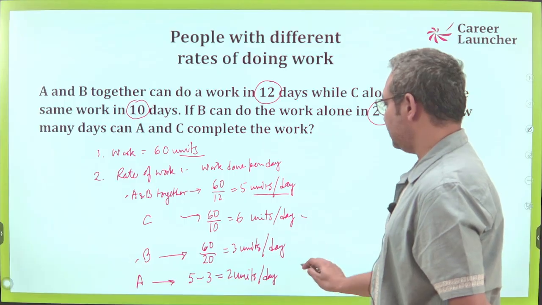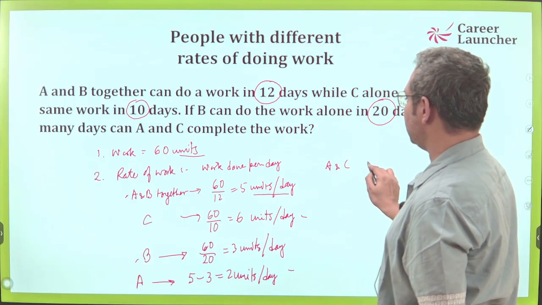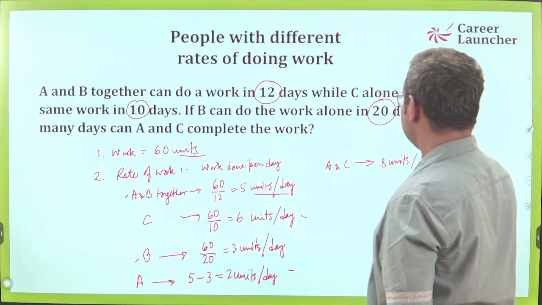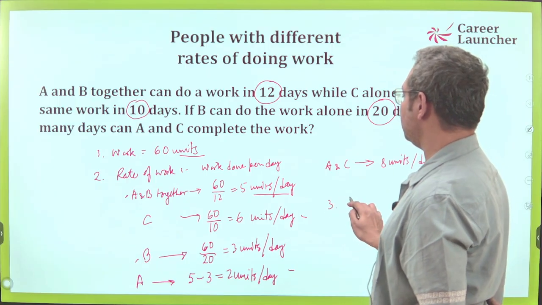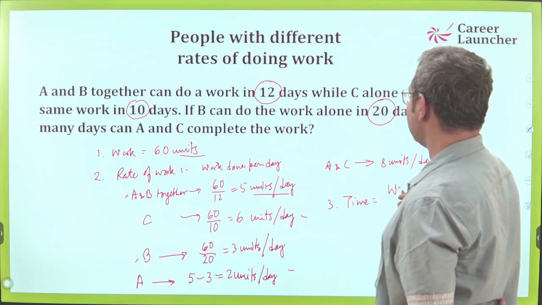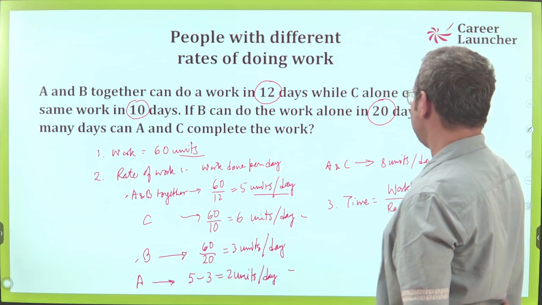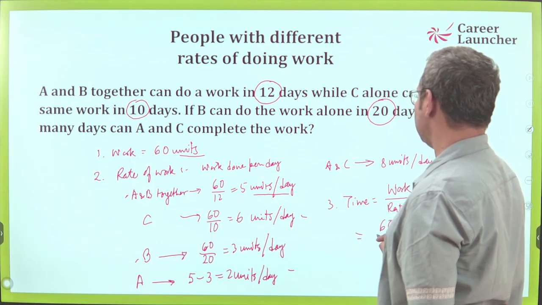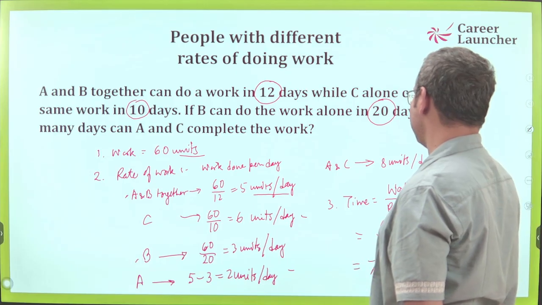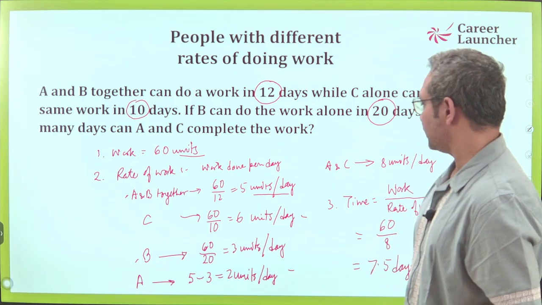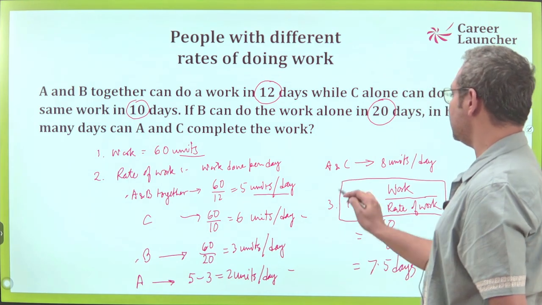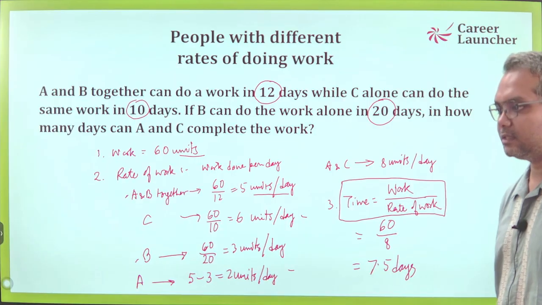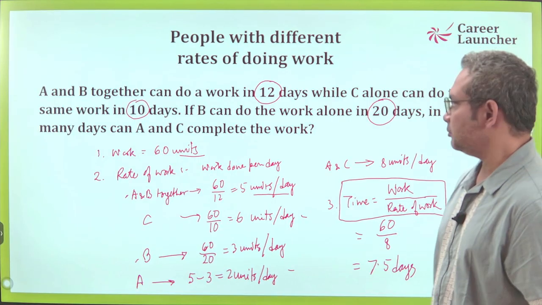So that's what we have got. Now for A and C, their combined rate would be 6 plus 2, 8 units per day. And I now need to figure out step 3, to find the time. Obviously, time would be the total work divided by the rate of doing work. In this case total work is 60, the rate is 8, so it would be 7.5 days. Please remember this: time taken is work to be done divided by the rate at which you are doing that work. So in this case it comes out to be 7.5. I hope this was clear. Thanks for watching.